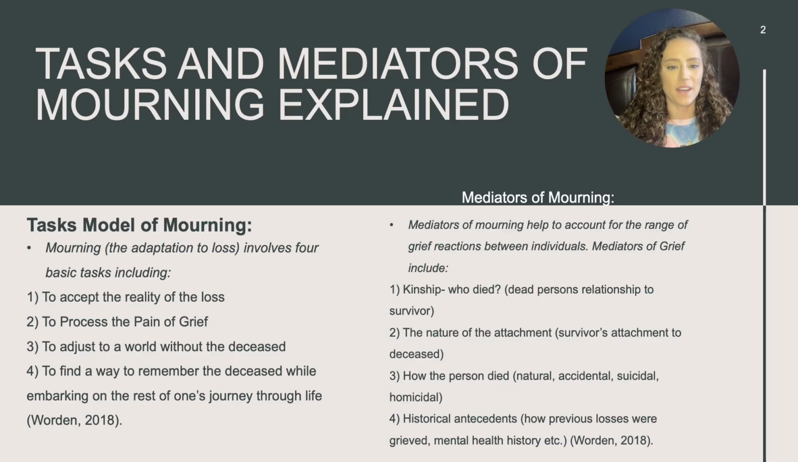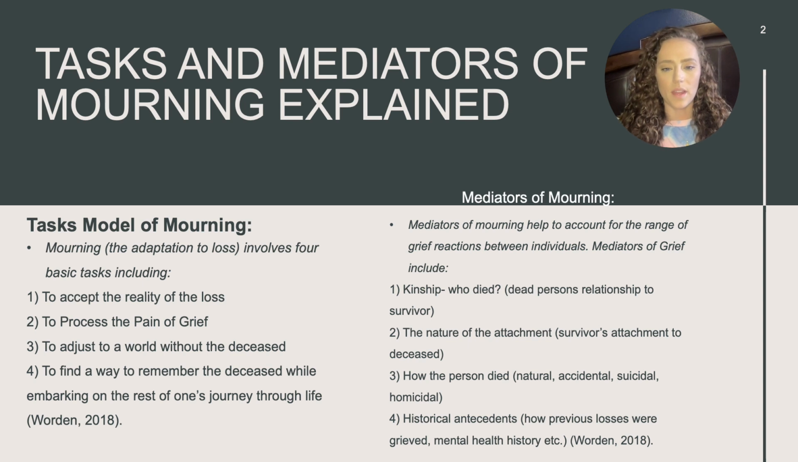Task and Mediators of Mourning Explained. Task Model of Mourning. Mourning, the adaptation to loss, involves 4 basic tasks, including 1. To accept the reality of the loss, 2. To process the pain of grief, 3. To adjust to a world without the deceased, and 4. To find a way to remember the deceased while embarking on the rest of one's journey through life.